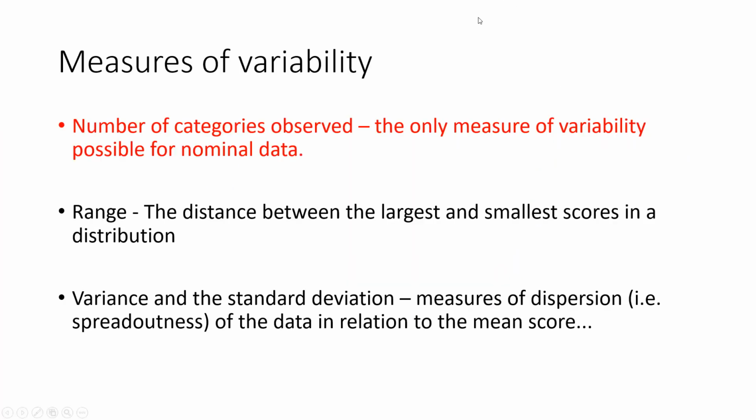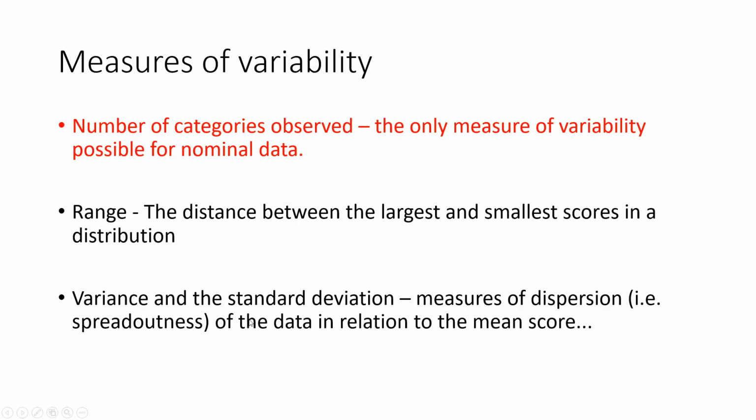So, measures of variability. What can you use? Well, when you have nominal data, the only type of measure of variability you can use is the number of categories observed. It's really the only thing that can be done. When you have ordinal level data, which is categories with an order to them or ranked data, you can use the range. You can use the range as well when you have interval and ratio level data. But you can also use variance and standard deviation as measures of dispersion for interval and ratio level data. You can't use that for ordinal.